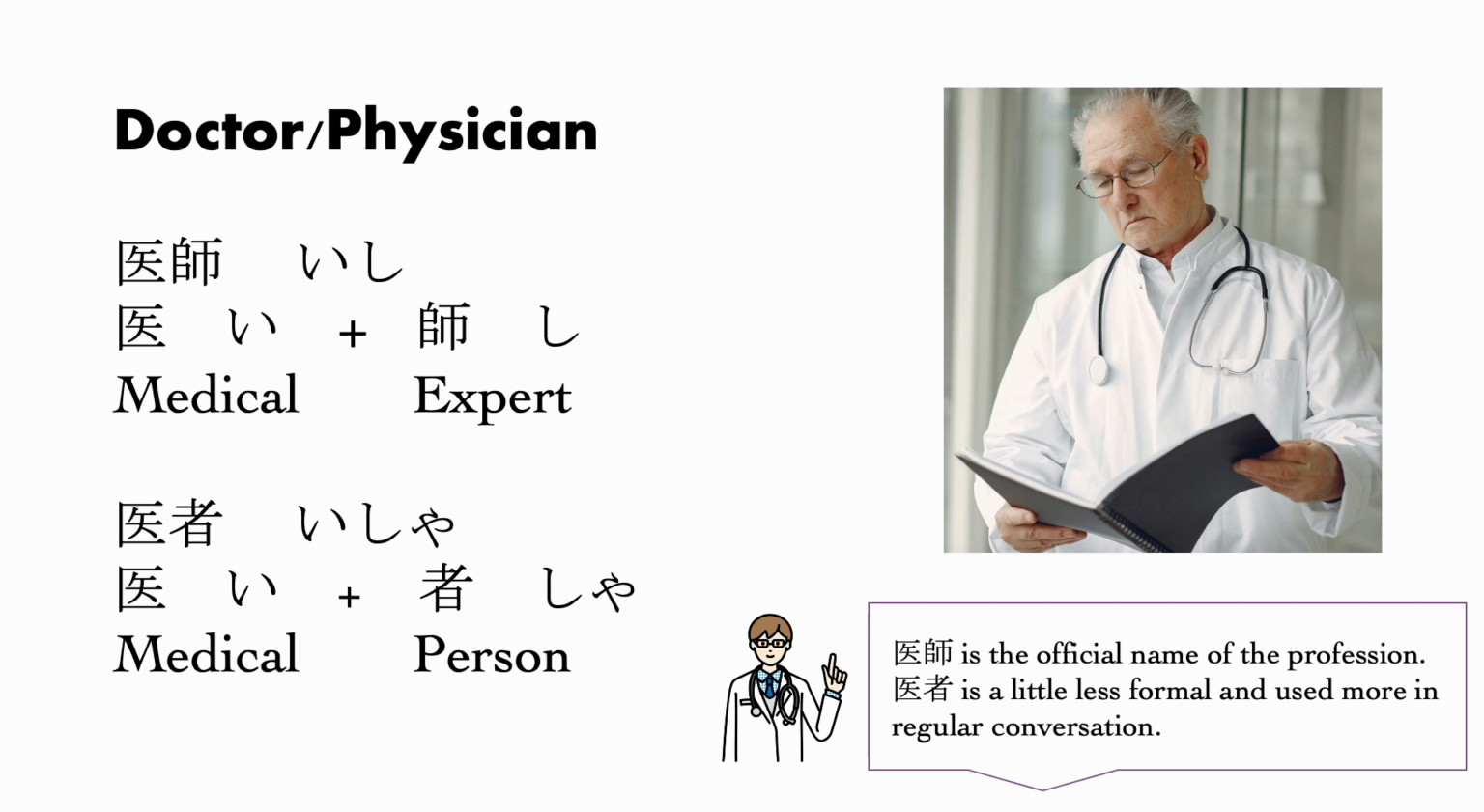Another word for doctor, and I'd say the more commonly spoken word, is isha. Breaking the word down, we have the kanji for medical in I, and the kanji sha, which is often used as a suffix with a qualifying meaning person. So putting it together, it is isha, or medical person, which means doctor. And just a tip here on the difference between the two words. Ishi is the official name of the profession, whereas isha is a little less formal and used more in regular conversation. So ishi, I would say, is more seen or used in official settings, such as occasions or forms or paperwork where they're stating their title, whereas isha is more widely used when referring to a doctor in general conversation.